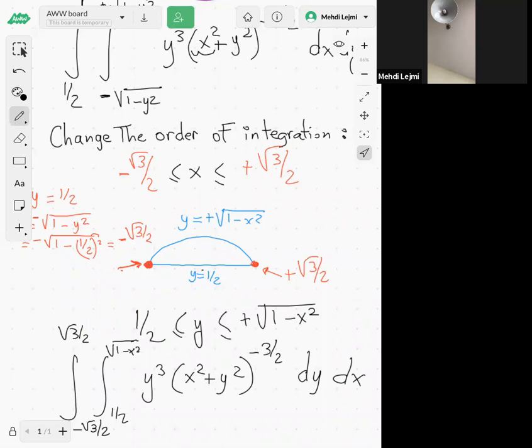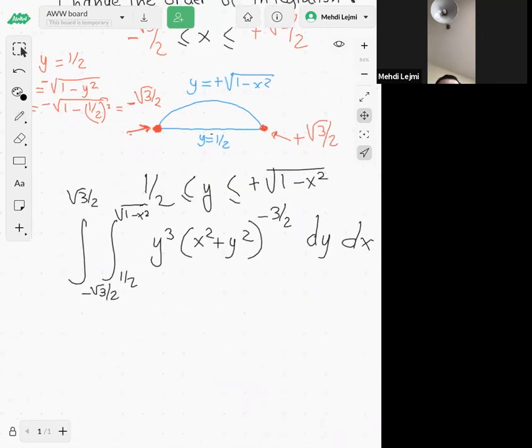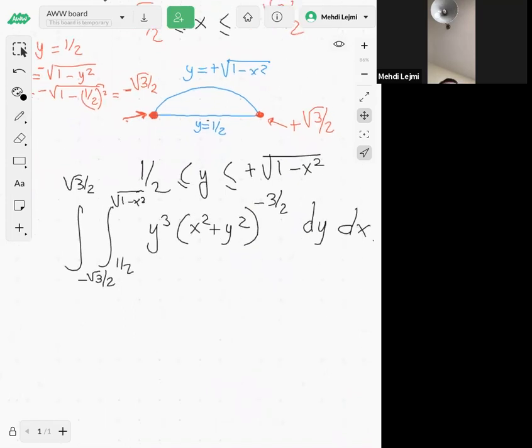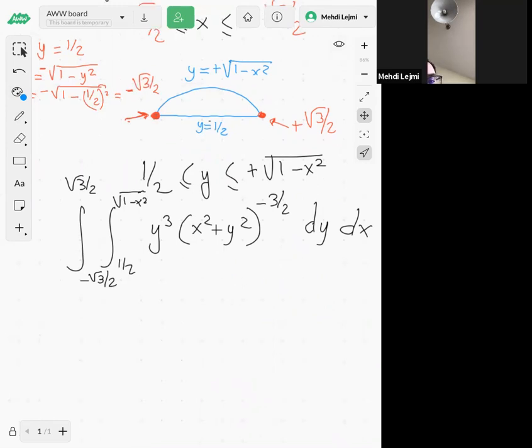Well, I would say this is easier to integrate than the original integral, because there's this y cubed outside, which will help with the integral. Actually, I think you just have to use integration by parts here, because if you use integration by parts, we're going to integrate with respect to y now, right? Integration by parts.